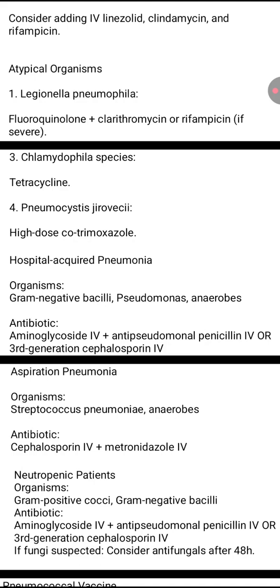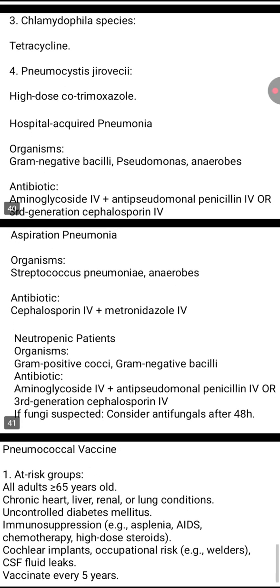Hospital-acquired pneumonia. The organisms responsible for hospital-acquired pneumonia are gram-negative bacilli, Pseudomonas, and anaerobes, and the antibiotic of choice is an aminoglycoside intravenously plus anti-pseudomonal penicillin intravenously, or a third generation cephalosporin intravenously.